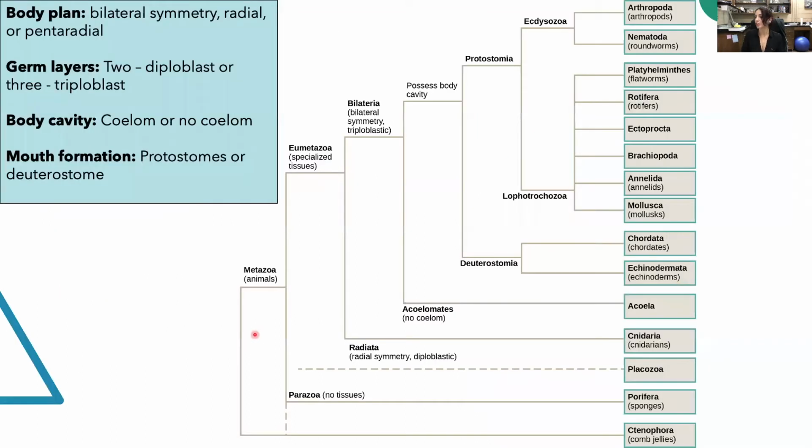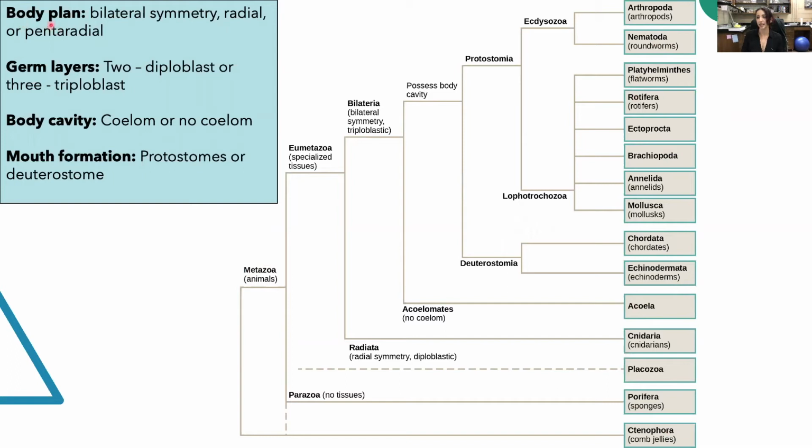So here's a look at the phylogenetic tree of all of our invertebrate metazoans. Metazoans just include all of the animals. So here we have, at the different branching points, traits or characteristics that we use to end up with all of our different phyla here.